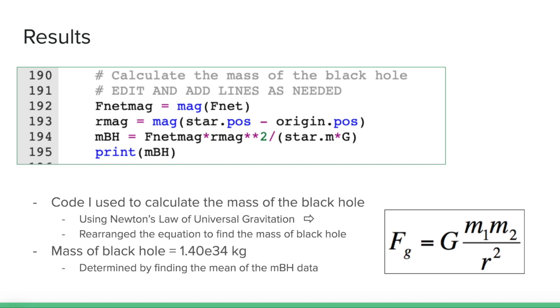Possible sources of error in this code could be any possible errors with the computer trying to calculate the net forces. Also, we assumed that the black hole was not moving and that the net force was only from the black hole. If these assumptions were not true, then they would change our calculation of the net force and therefore change the calculation of the mass of the black hole.